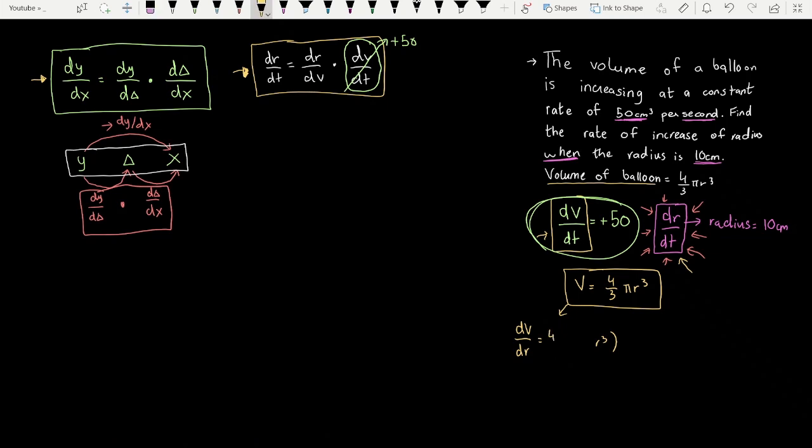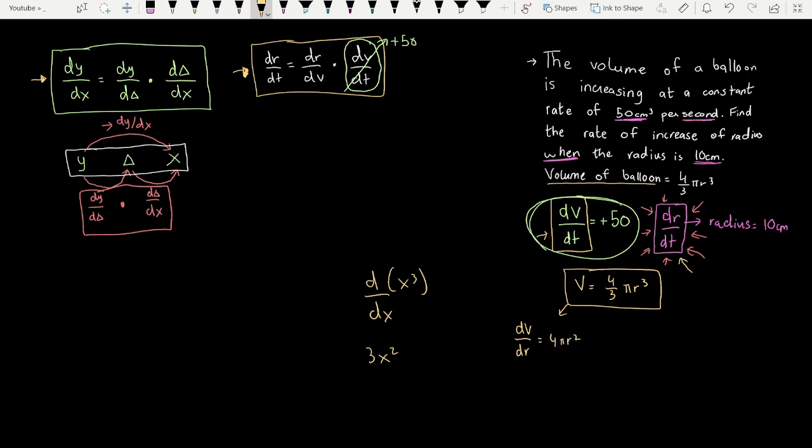This is going to be 4 by 3 pi, and then d by dr. So what is this going to differentiate to? It's the same as if you were differentiating x cubed, which differentiates to 3x squared. So that's exactly what's going to happen here: all of this is just going to become 3r squared. This is being multiplied with 3r squared, and then this 3 can cancel out that 3, so you will be left with 4 pi r squared.